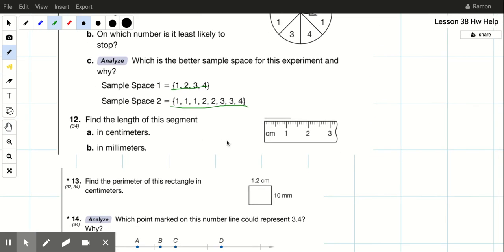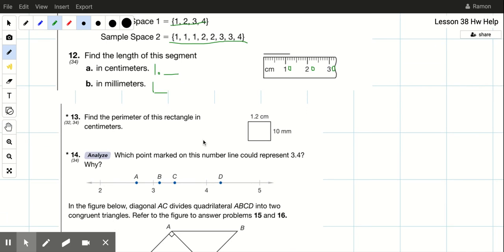Number 12, find the length of the segment in centimeters. So we're using the big numbers, 1 centimeter. And then since we're using a metric system, that's base 10. So just count the number of ticks to get to the 10th place here. For millimeters, every one is now actually 10. And then every tick mark represents 1. So millimeters is going to be a whole number with the similar ones place as the 10th place in number 12.